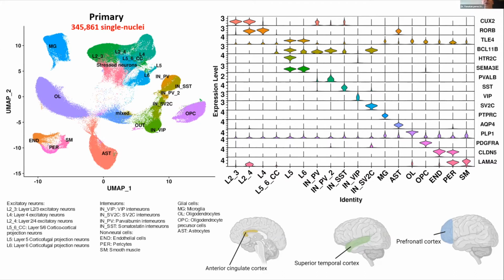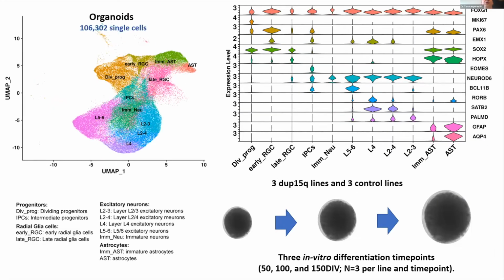And using this approach, we were able to identify excitatory neurons from all the cortical layers, as well as subtypes of interneurons, some non-neuronal cells that were related to the vasculature, as well as all the glial cell subtypes. Using a similar approach, we were able to gather over 106,000 single cell profiles from organoids. Again, using specific markers, we were able to annotate clusters, and we identified dividing progenitors, intermediate progenitors, radial glia, again all the excitatory neurons from different cortical layers, as well as astrocytes.